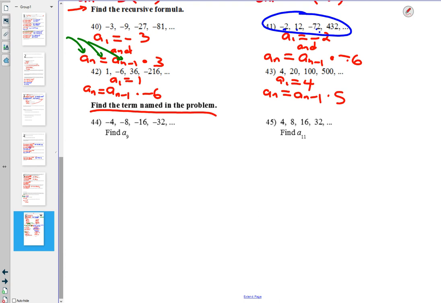What I prefer to do, because now if they do tell you to find the 95th number, is to start off by writing the explicit definition, because that one we can substitute into. On an explicit definition, what comes right after the equal sign? What comes right after the equal sign, Kiara?